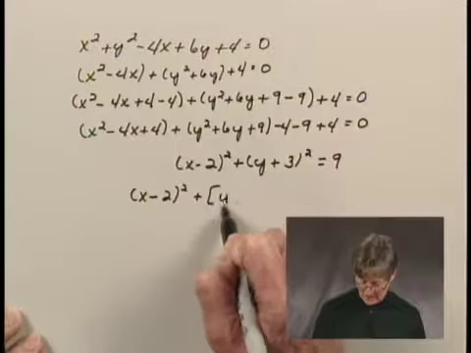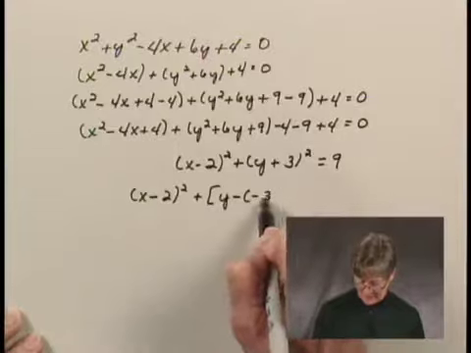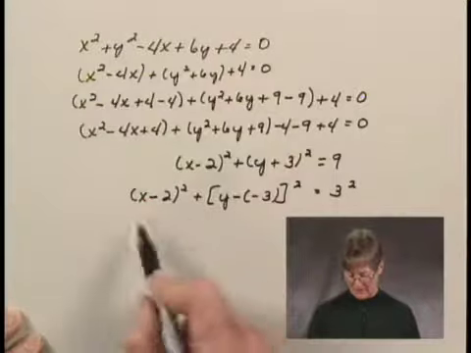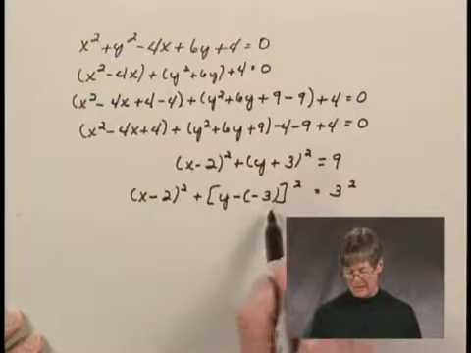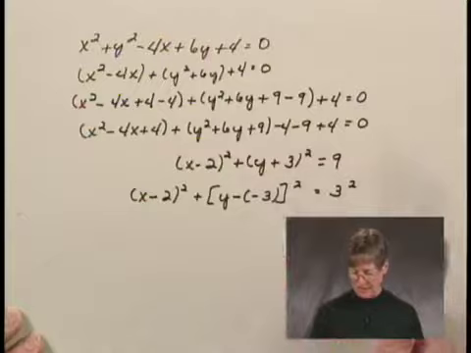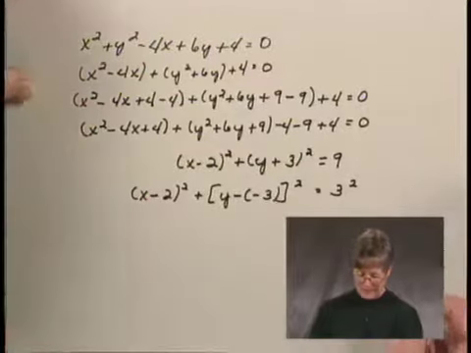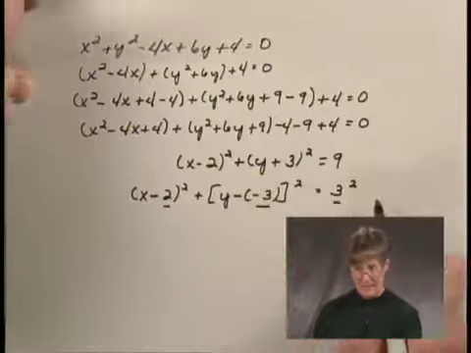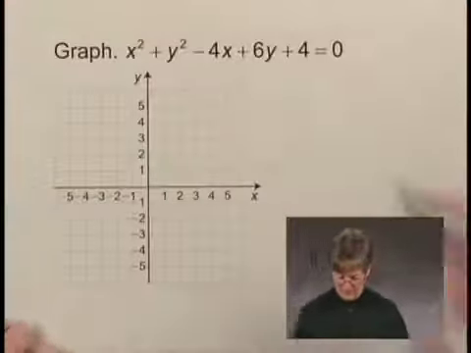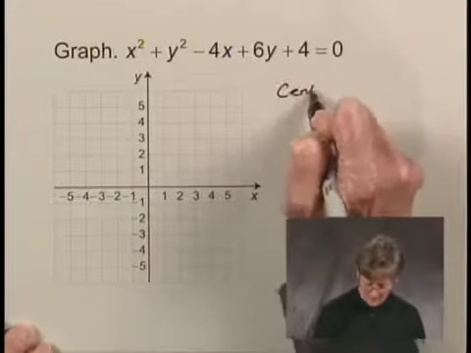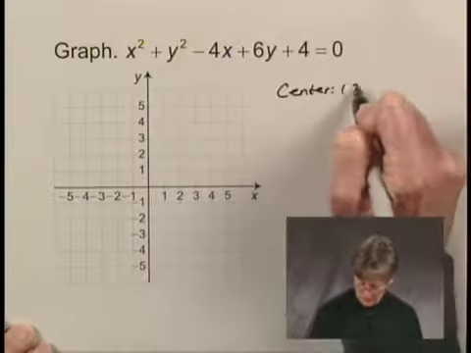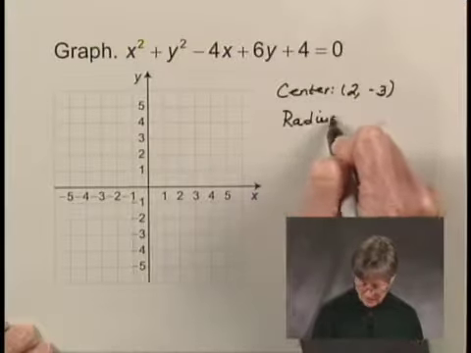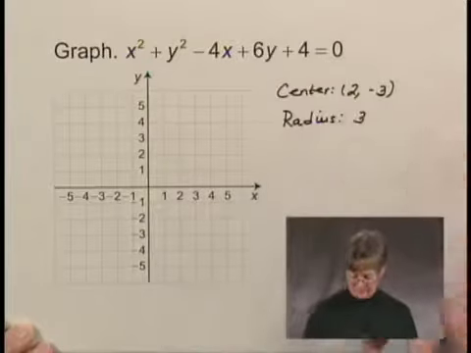Now let's write this as the last step in the standard form for the equation of a circle. I would have x minus 2, the quantity squared, plus y minus negative 3 squared is equal to 3 squared. This is x minus h squared plus y minus k squared equals r squared. So this tells us that the center of our circle is going to be 2, negative 3, and the radius will be 3. And let's write that over here. We know that the center of this circle is 2, negative 3, and we have found that the radius is 3.